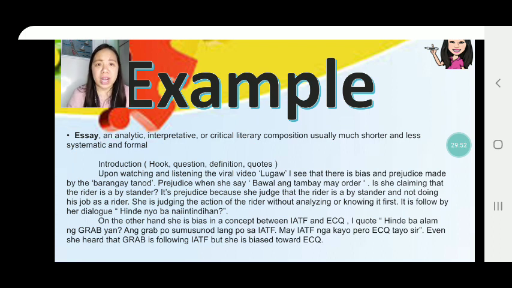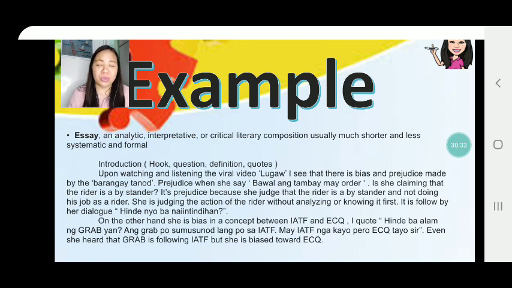To continue, on the other hand, she is biased in a concept between IATF and ECQ. I quote, "Hindi ba alam ng grab yan? Ang grab po sumusunod lang po sa IATF," the writer said. "May IATF nga kayo pero ECQ tayo, sir," the barangay tanod said. Even she heard that the grab is following IATF, she ignored it and she is biased towards ECQ. So, hindi siya nagli-listen doon na yung grab driver ay following din naman ng IATF. Naka-focus lang siya, one-sided lang siya na ECQ ECQ tayo, may curfew. Okay? So, in this way, I already stated bias, example of bias, and example of prejudice.